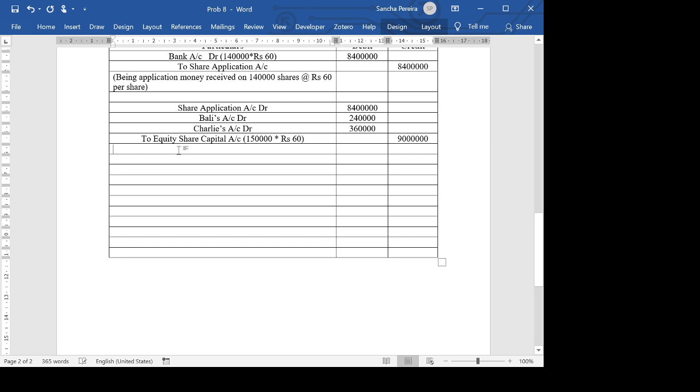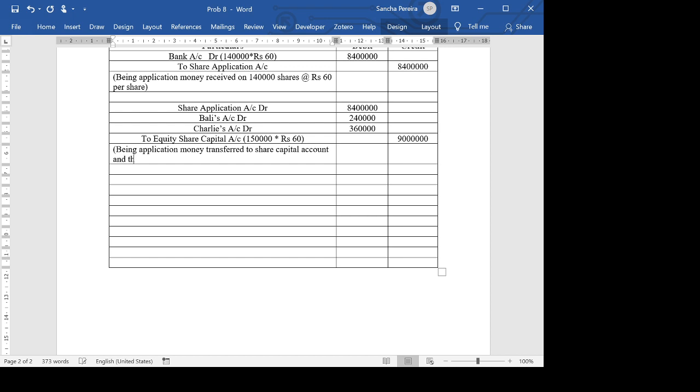So, narration being application money transferred to share capital account, and the balance adjusted towards underwriters.